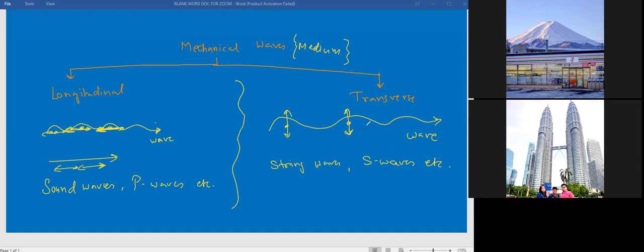So please write it down. Here P refers to primary waves, and S refers to secondary waves. We will see this later on in detail.